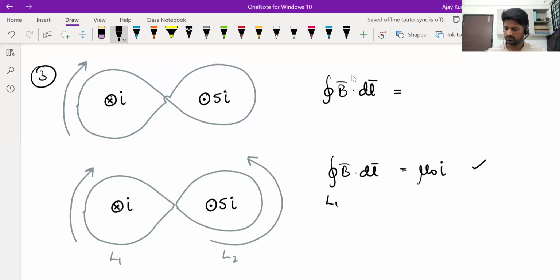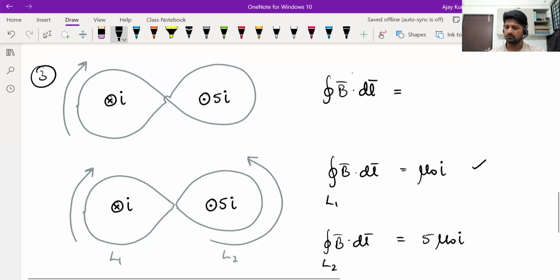Okay, correct. What is integral B dot dl over the second loop now? Plus mu naught 5i. Mu naught 5i. Okay, 5i is a current out of the screen. It will produce magnetic field in the anti-clockwise sense. And around 5i, we are also moving in the anti-clockwise sense. So it should be 5 mu naught I.